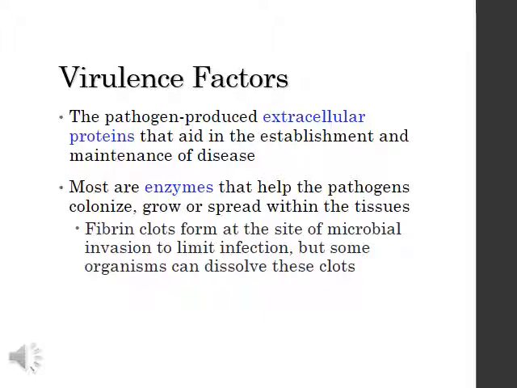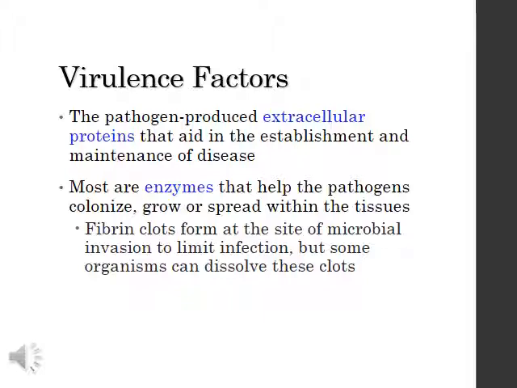Okay. So the factors involved in causing disease, in the development of disease, and how they participate, are actually virulence factors. And there are many virulence factors for many bacteria. Most are enzymes that help the pathogens colonize, grow, or spread within the tissues. Fibrin clots form at the site of microbial invasion to limit the infection, but some organisms can dissolve these clots. So bacteria may have many types of virulence factors, and most of them are enzymes.